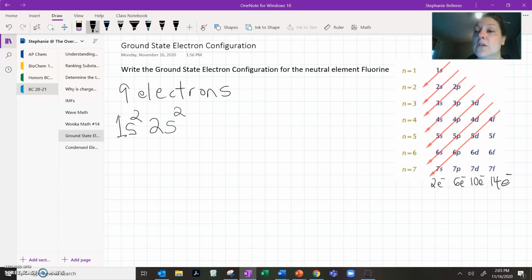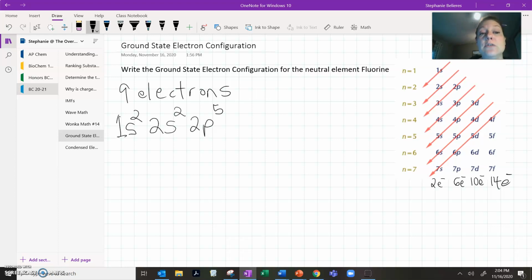So after 2s, I go down and back up to my 2p. I can see that my 2p can hold 6 electrons, but how many do I need? I have 2 plus 2 is 4. I need 9, so I only need 5 in here. So even though I can fill a p subshell with 6 total electrons, in an element of fluorine, that means that the final 2p orbital isn't full of electrons. If I were to add a 6th electron, that element would actually have 10 electrons, and that would be neon. That would be a noble gas.